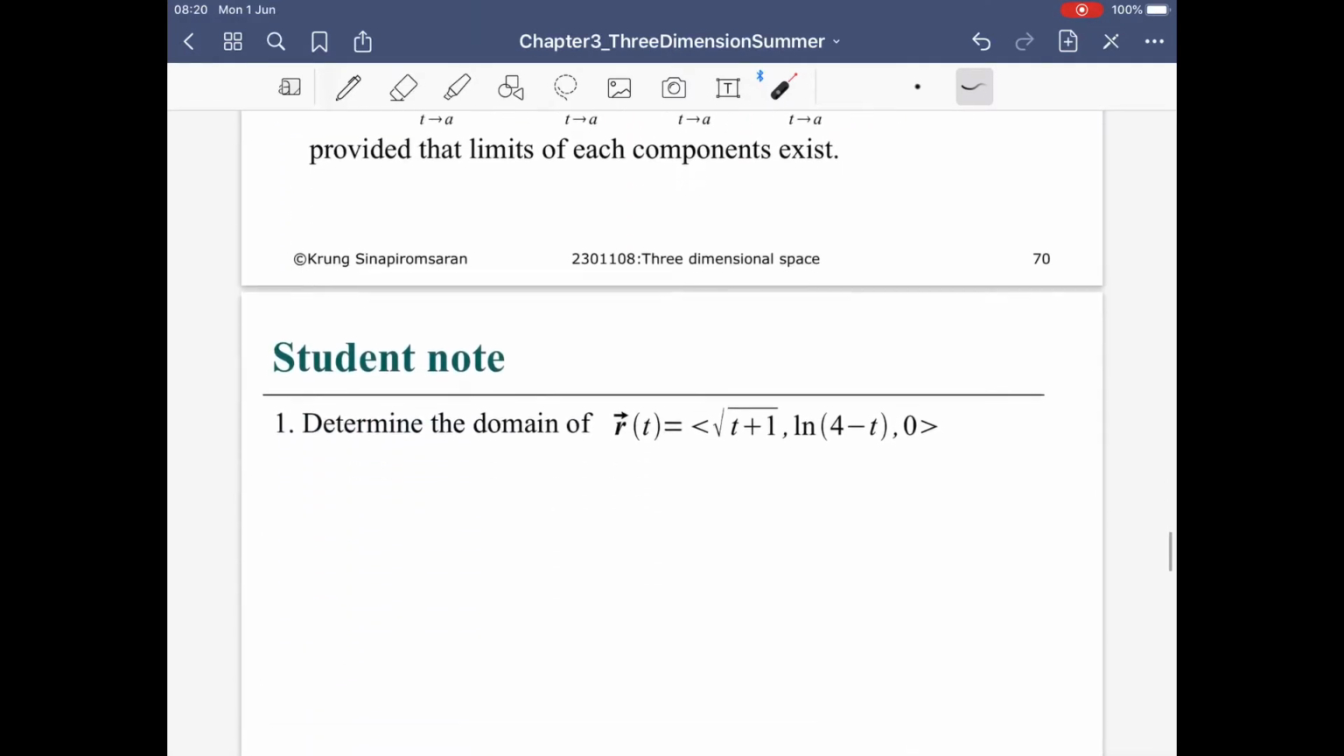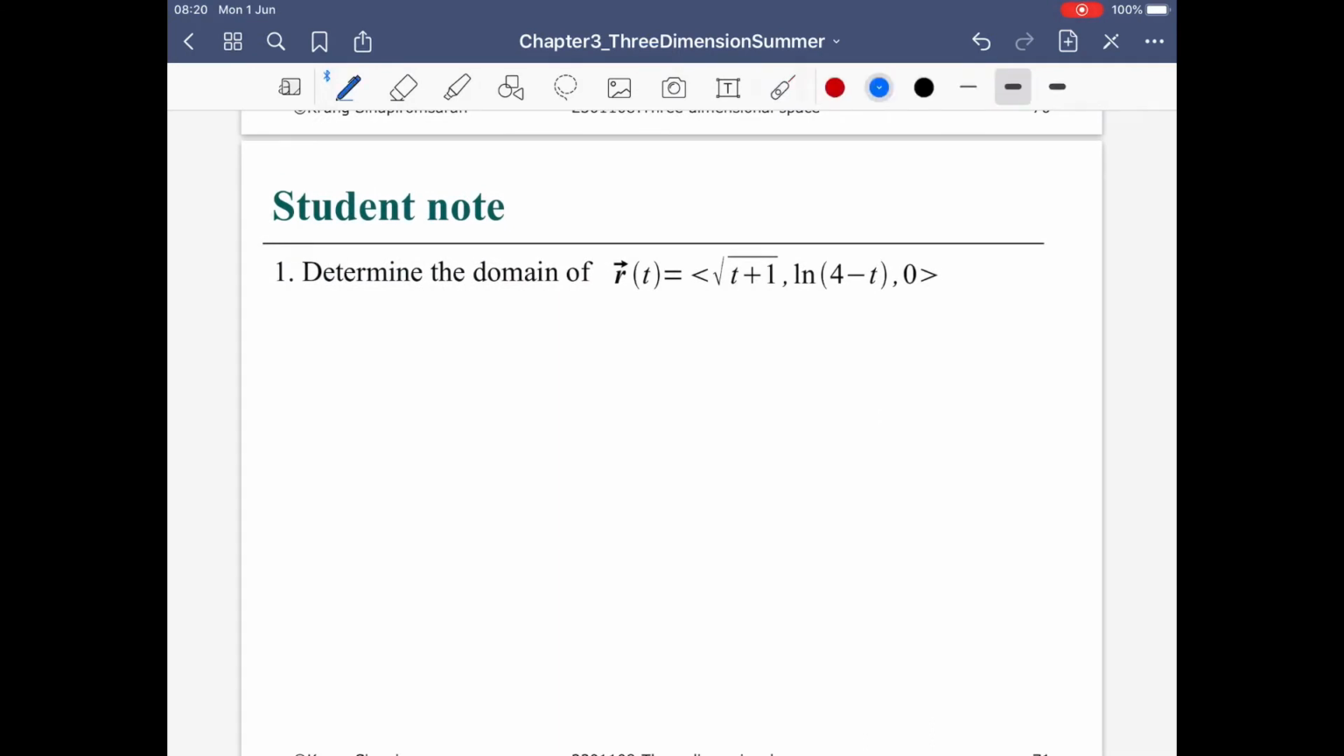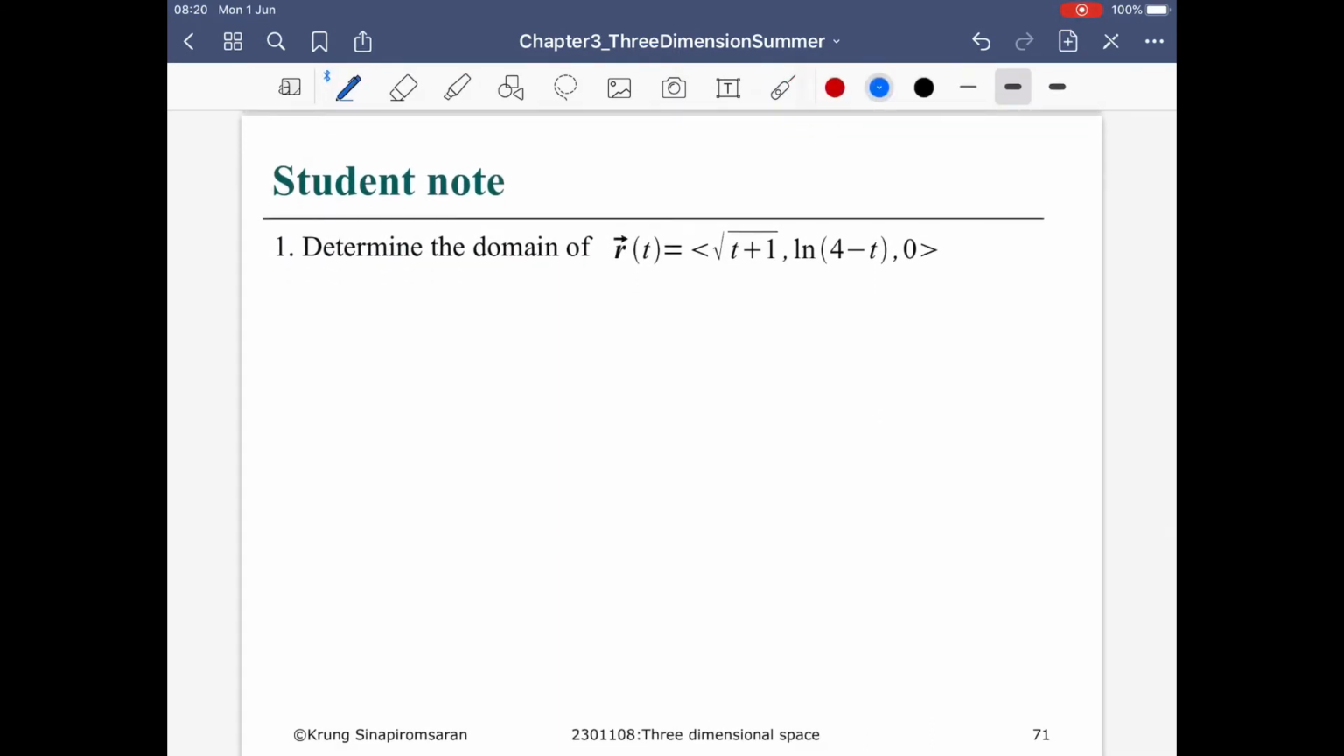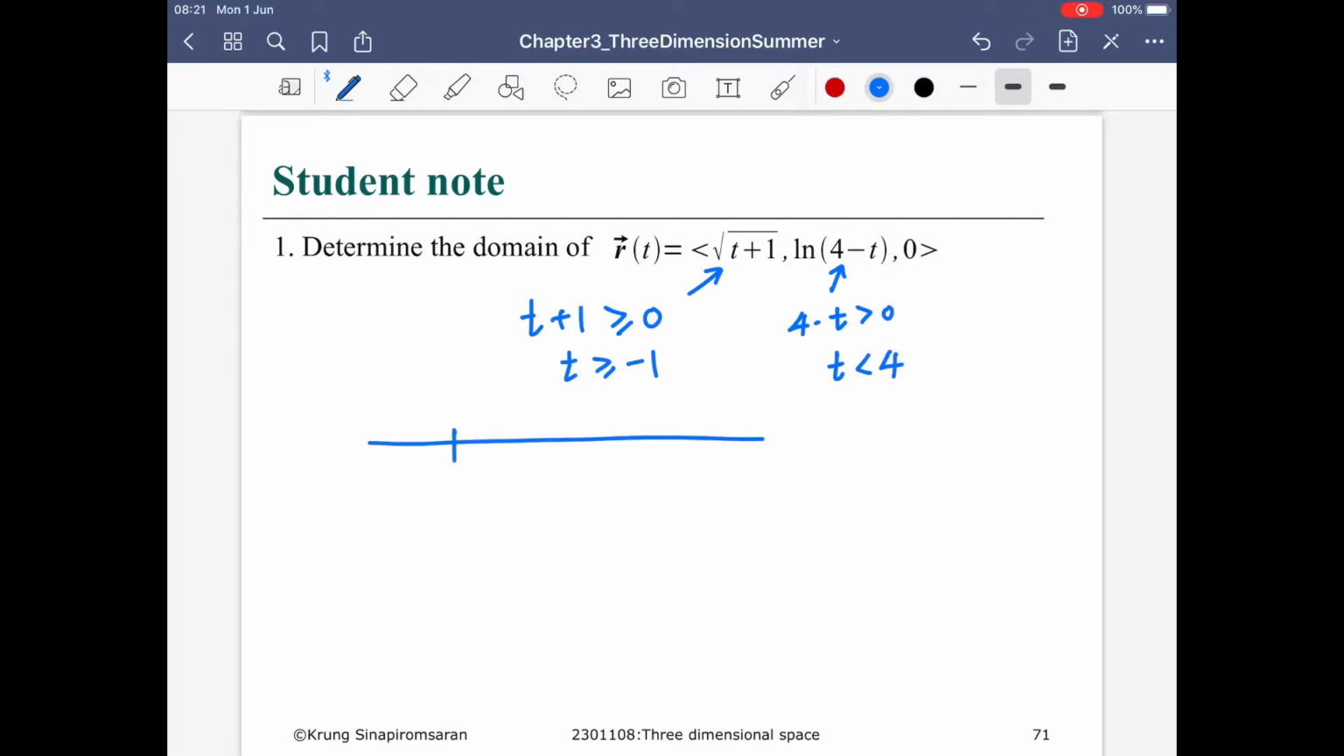So let's see. Can you determine the domain of this function? Look at the first one. What will be the condition on the square root? The t plus 1 inside the square root must be non-negative, so t must be greater than or equal to -1. However, for the second one, the expression inside the logarithm must be strictly positive, so t must be less than 4. And the last one has no condition, because it is a constant.